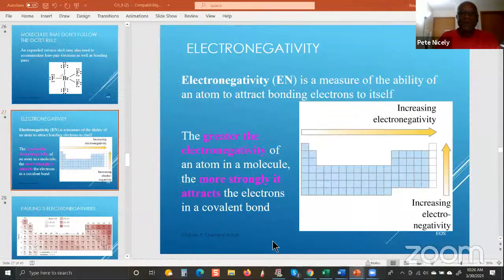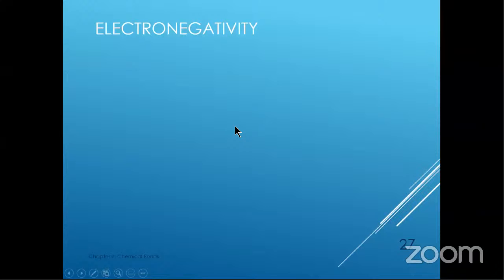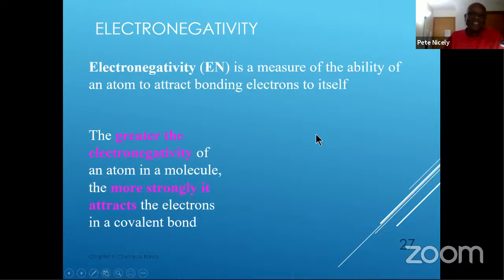Okay, can you see my PowerPoint now? Yes. Okay, thank you. So as I was saying, the definition of electronegativity is the ability of an atom to attract bonding electrons to itself, all right? So the greater the attraction of an atom for bonding electrons, the greater would be its electronegativity, all right?